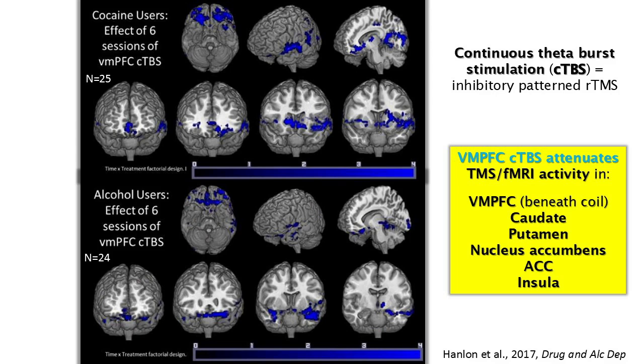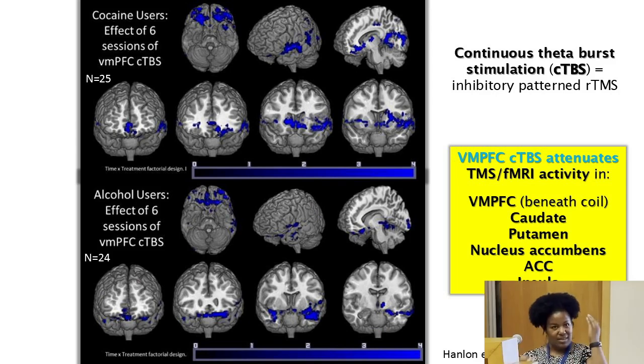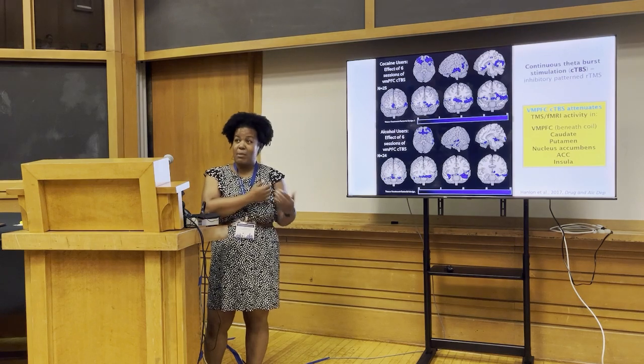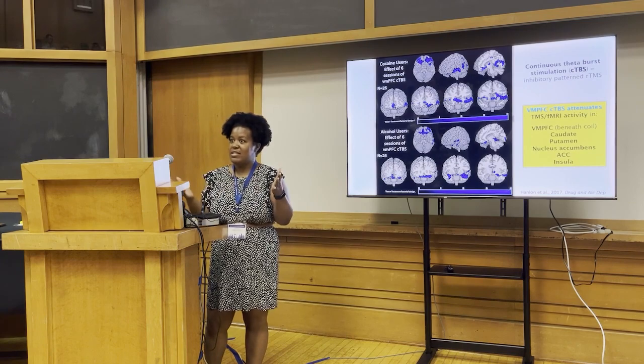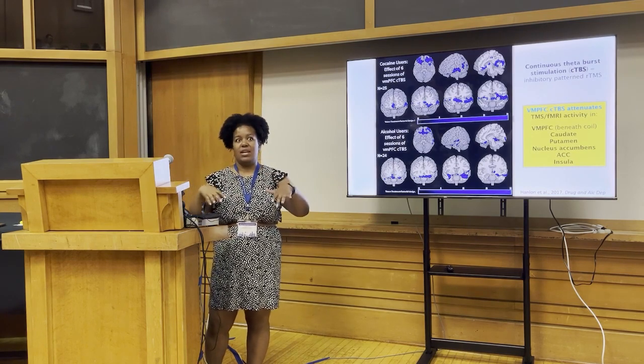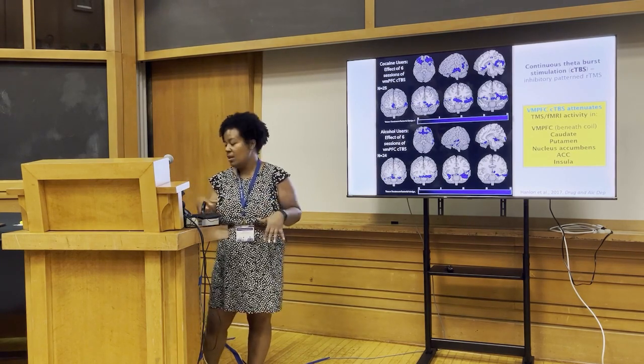So in a sample of cocaine users, we found that in that same circuit, we were able to suppress activity after that single session of inhibitory stimulation. And we actually demonstrated this transdiagnostically because we also showed it in alcohol users as well. So this was promising. We're actually able to manipulate the circuit in the direction that we were interested in.